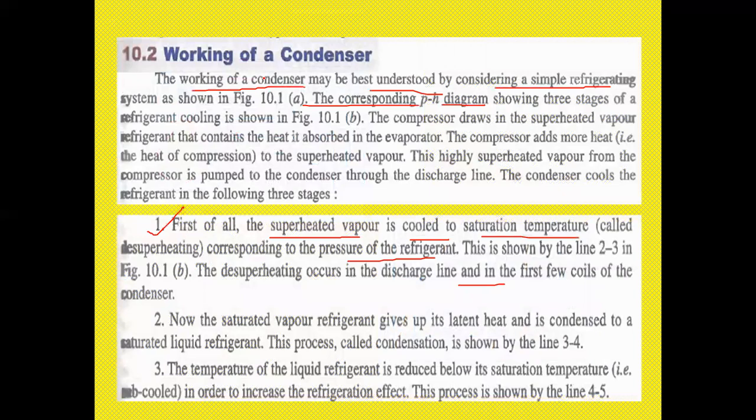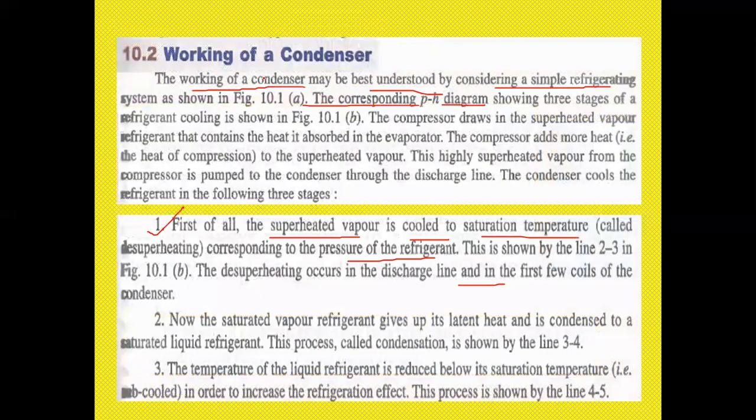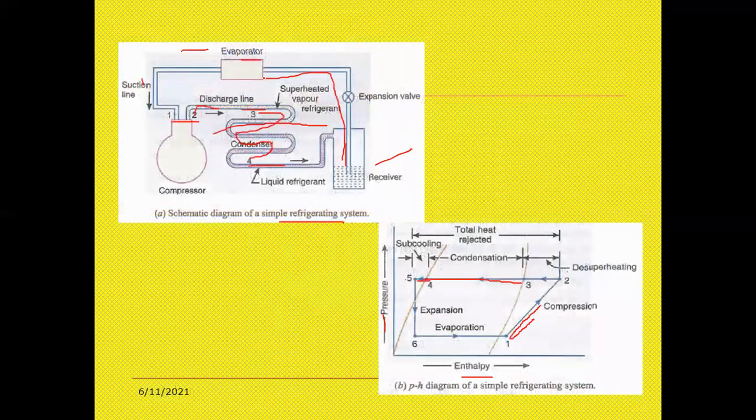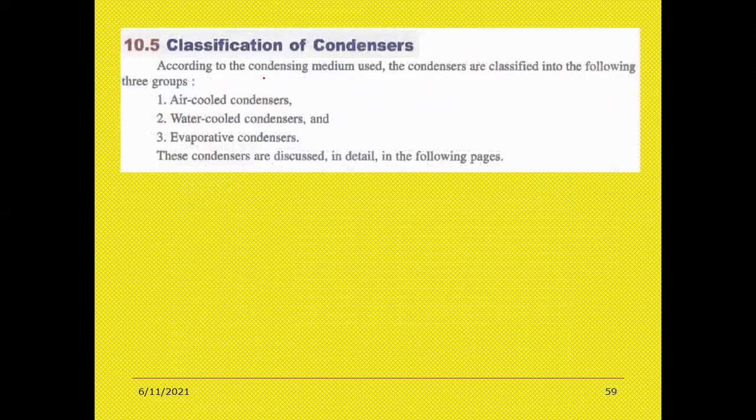So the working of a condenser can be explained in three stages, right? And the condenser is also an important device used on the high pressure side of a refrigeration system. This is an important figure for the simple setup of the refrigeration system. In tomorrow's class, we'll discuss the factors affecting condenser capacity and the classification of condensers, and we'll discuss each in detail.